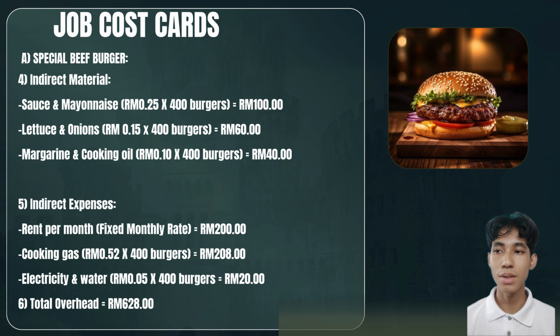For the indirect expenses, we have rent per month equal to 200 ringgit. Cooking gas, 52 cents times 400 burgers equal to 208 ringgit. And electricity and water is 5 cents times 400, we got 20 ringgit. So the total overhead is 628 ringgit.